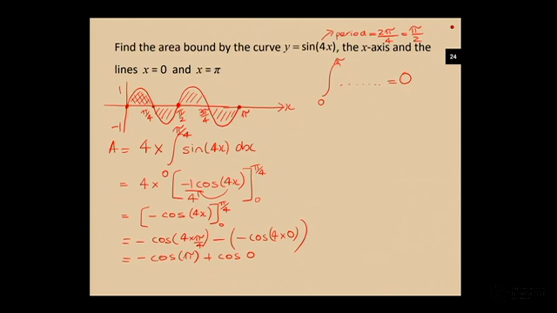So on my calculator, I'm about to do minus the cos, and I know my pi is 180, and then it says plus the cos, and it says 0. What kind of answer do you get? 2. So it's not 0, but the answer comes out as 2.